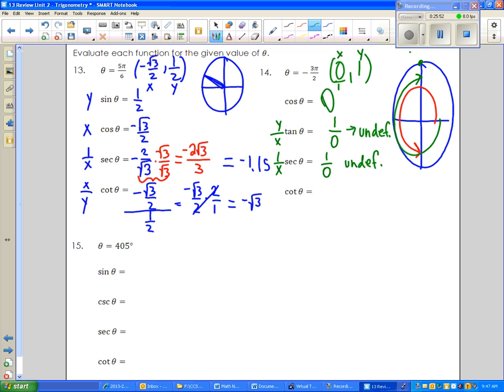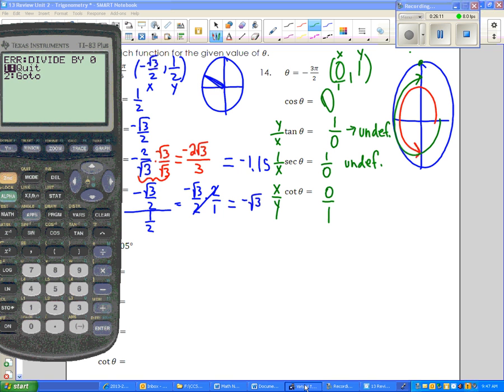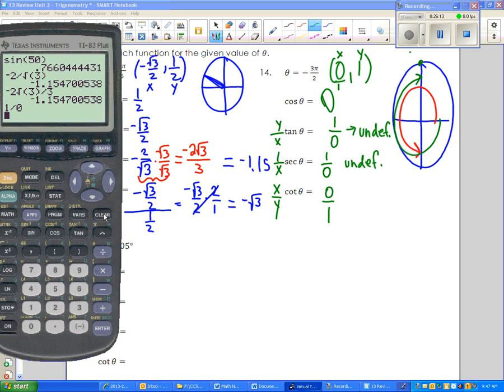The cotangent is basically the flip of the tangent, or x over y. And so x over y means that it's 0 over 1. Now please recognize the difference between 0 over 1 and 1 over 0. If I have nothing and I split it with one person, that person gets nothing. And if that doesn't make sense, do 0 divided by 1 on your calculator.